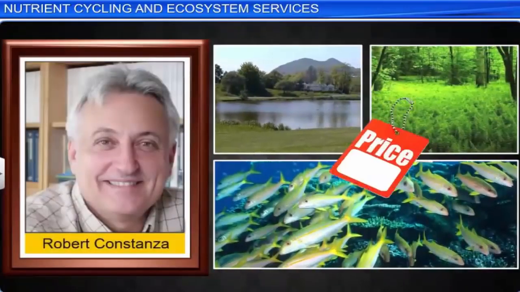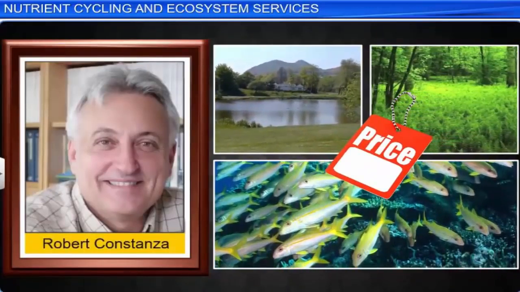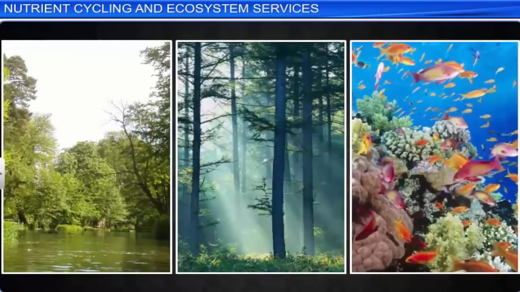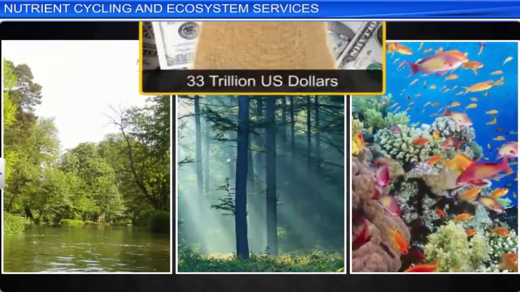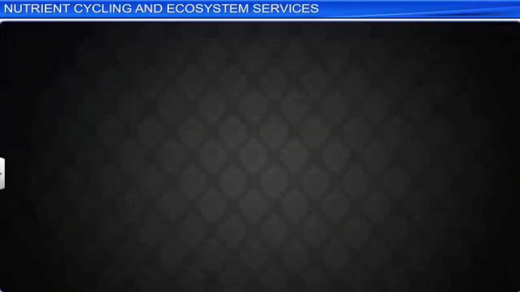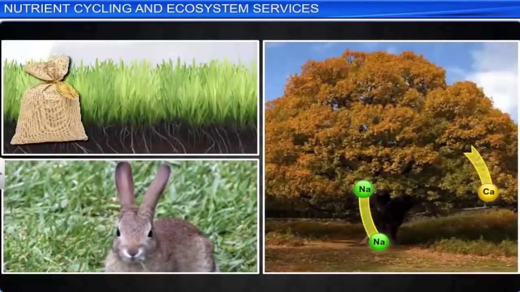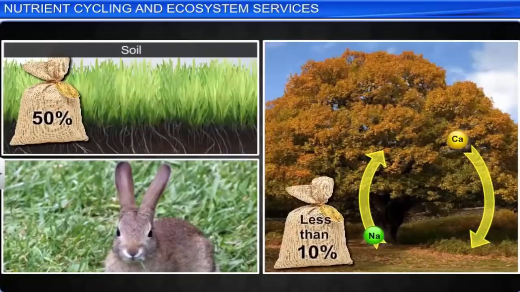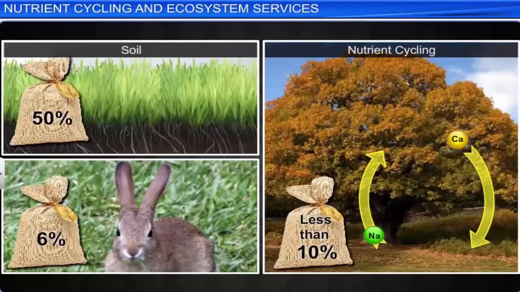But today, researchers like Robert Constanza and his colleagues are trying to assess the value of the different ecosystems, which are otherwise taken for granted as they are available freely. Researchers have found that the value of fundamental ecosystems is an average $33 trillion a year. Of the total cost of different ecosystem services, 50% is accounted for by soil, less than 10% each by services such as nutrient cycling and recreation, and about 6% each by services like wildlife habitat and climate regulation.